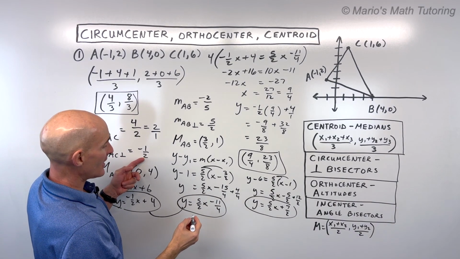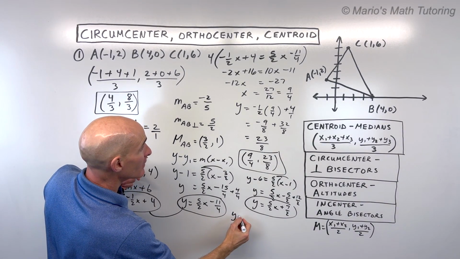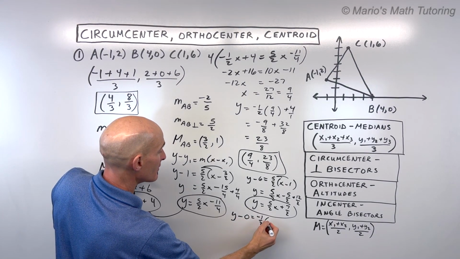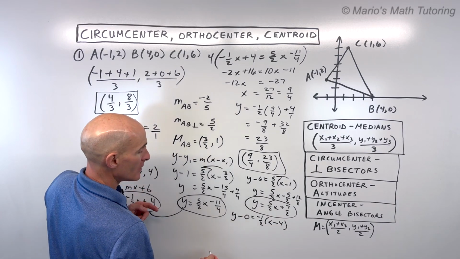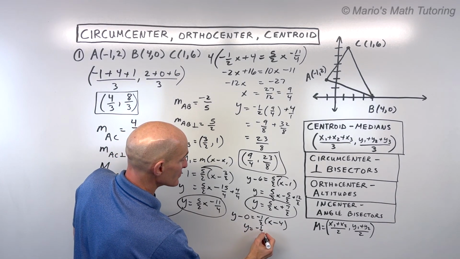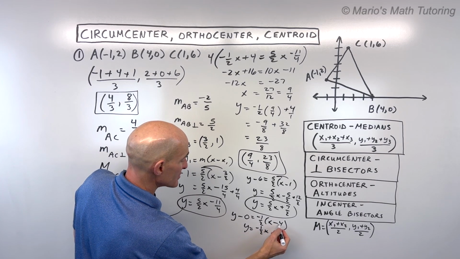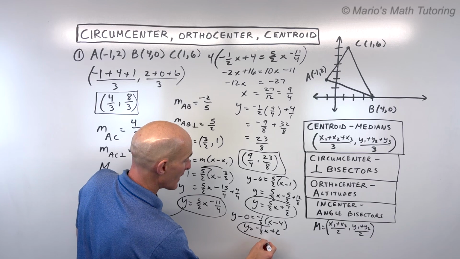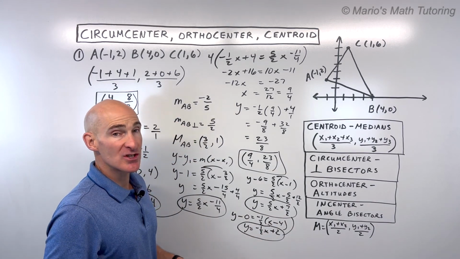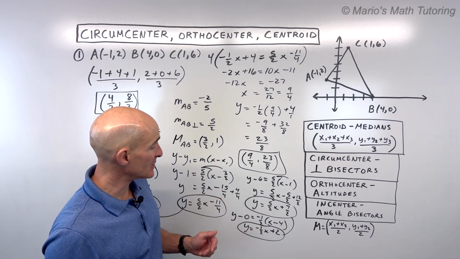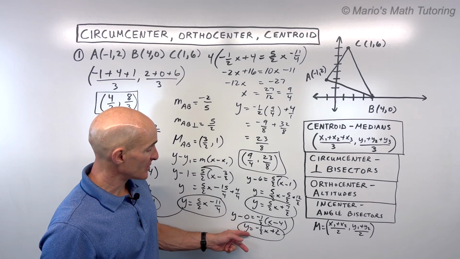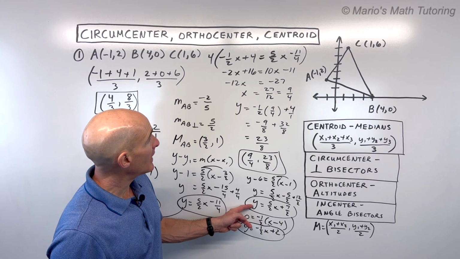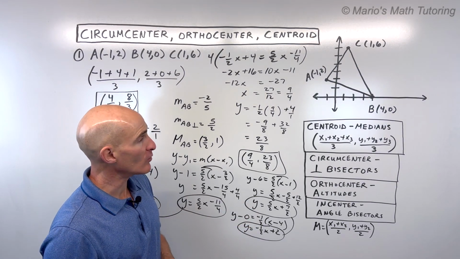So let's see, we've got y minus 0 equals negative 1/2 x minus 4. Let's distribute. We get y equals negative 1/2 x plus 2, and y minus 0 is just y. So now we have these two equations of our two altitudes. We can find out where these intersect, so let's do the substitution method again. Let's put negative 1/2 x plus 2 in here. Let me erase the board and we'll come back and I'll show you.